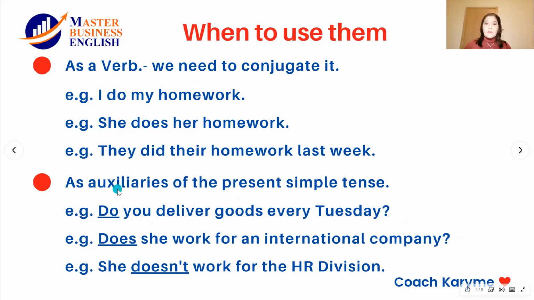As an auxiliary of the present simple tense, examples: Do you deliver goods every Tuesday? Does she work for a national company? She doesn't work for the HR division. Here we have the auxiliaries: do, does, doesn't. Do or does in a question and doesn't in a negative sentence.